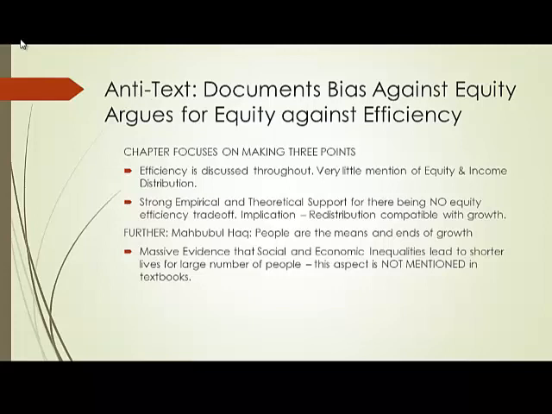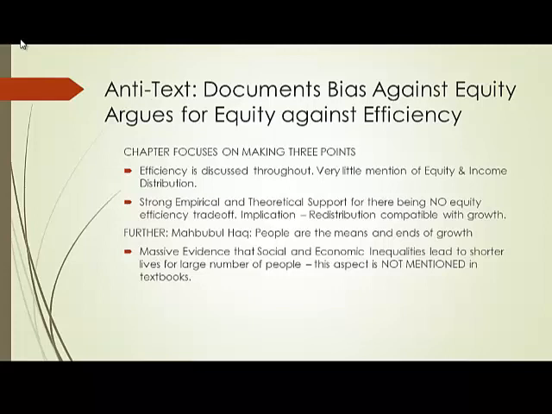So basically the anti-text is documenting this bias, and we are making arguments that this argument is fundamentally wrong. We should be trying for equity, and efficiency is not really all that important. So exactly the opposite is true. Equity is all important, efficiency is not important. And if we try for equity, we will actually either improve efficiency or not harm it.